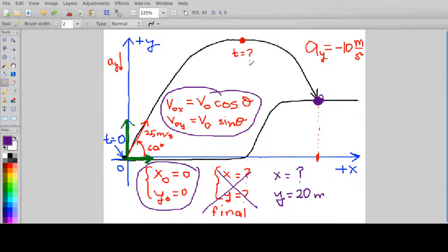And let me draw a few things here. So we know at this point, I'm running out of colors to use. I think I'll continue to use purple. We know that at this point here, the maximum height, that occurs at, it's not a question mark anymore, that occurs at 2.17 seconds. Okay? Now, 0 seconds is down here at the origin.